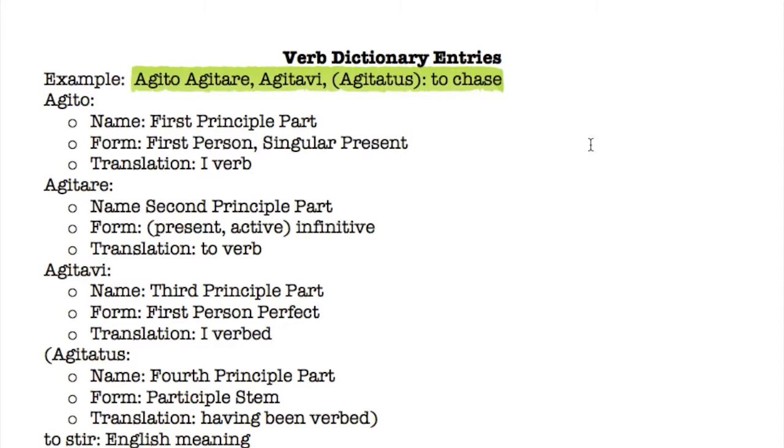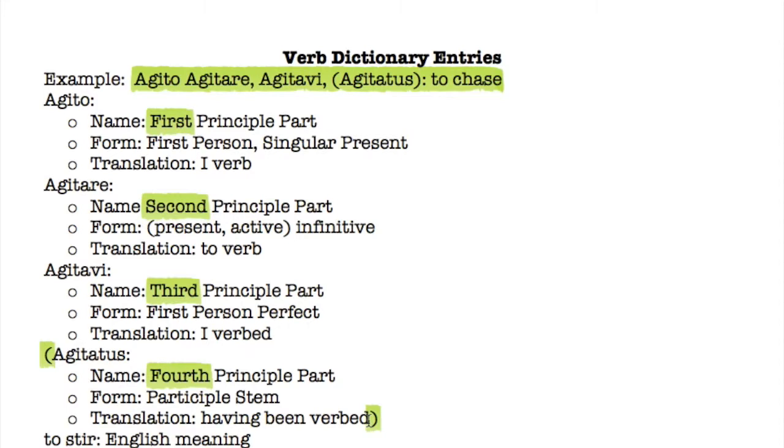But what you really need to know is that each one of these has a name that we're going to refer to. This is called the first principal part. This is the second principal part, the third principal part, and the fourth principal part. And you can see this is in parentheses right here because we're not going to use it that much in class. But I do want you to just know that it exists in case you ever need it.